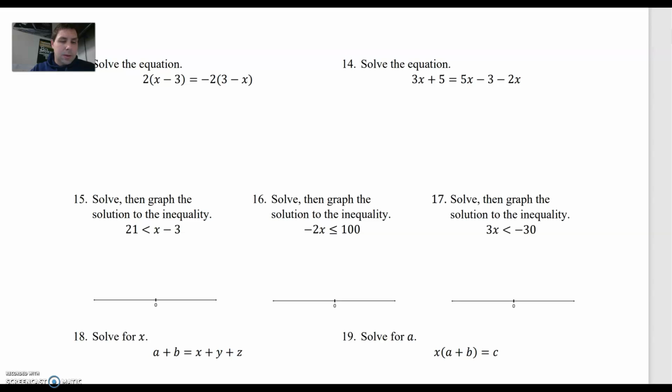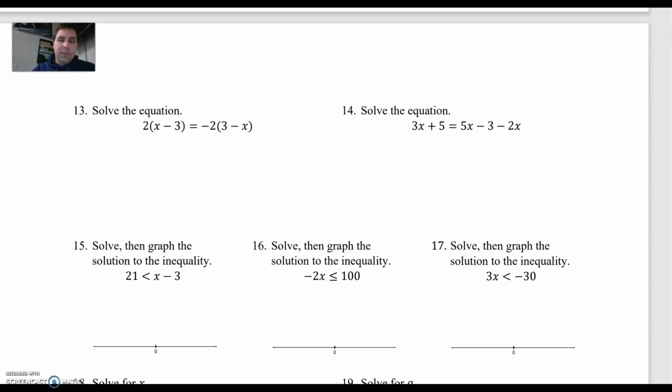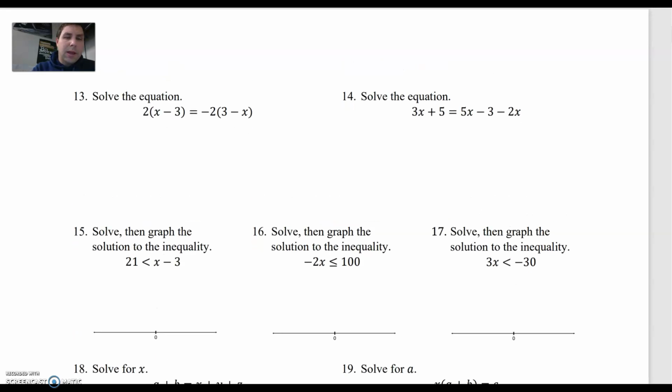Okay. Looking at problems 13 and 14, really quickly, notice I have to simplify the left side and the right side before I do anything else. So I'm going to distribute that 2 through. That would give me a 2x minus 6. Then over here, I'll distribute the negative 2 through. This would be negative 6 plus 2x.